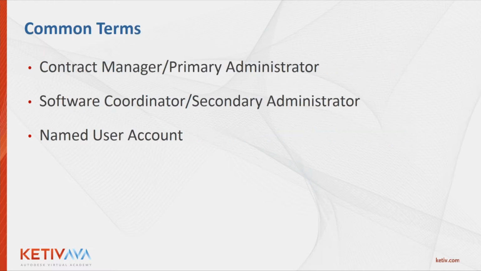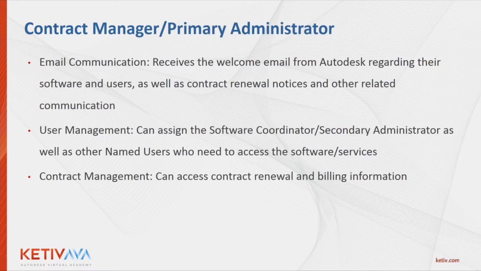So first off, we're just going to go over some terms. We want to be able to well define these terms so that you guys and us, we're on the same page about them. First one is the contract manager or the primary administrator. This person is the head honcho, I guess, of your contract. He's in charge of everything contract related, whether that's purchasing or renewing or maintaining the serial number so that they don't expire. That's what this person is in charge of.